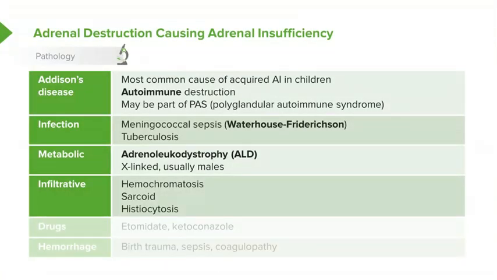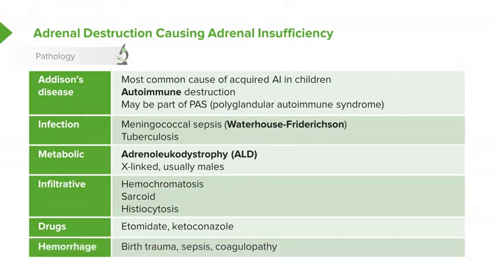Infiltrative problems can also occur in the adrenal glands. Diseases such as hemochromatosis, sarcoid, or histiocytosis can all affect the adrenal gland. Rarely, and very rarely, drugs can cause these problems in children. We don't use etomidate very often in children, but certainly that could cause it. Also, ketoconazole. Also, hemorrhage can cause it. We do rarely see this in the neonatal population, where birth trauma, sepsis, or a coagulopathic problem causes an infarct in the adrenal gland, which can cause problems.